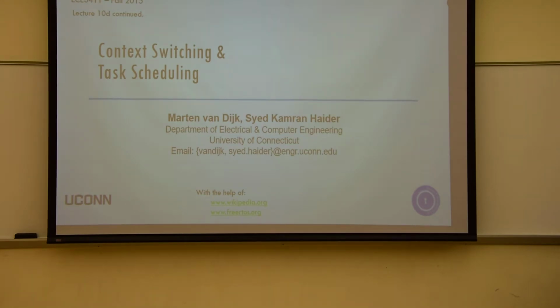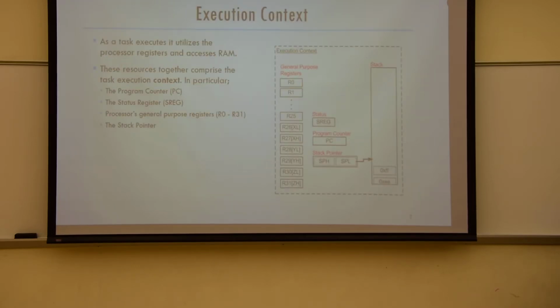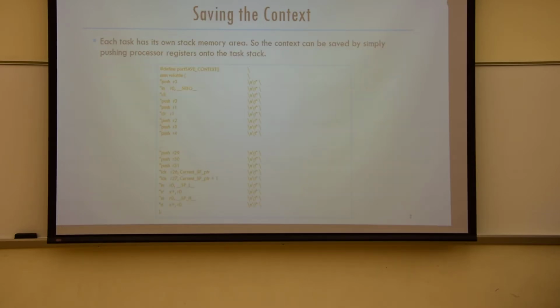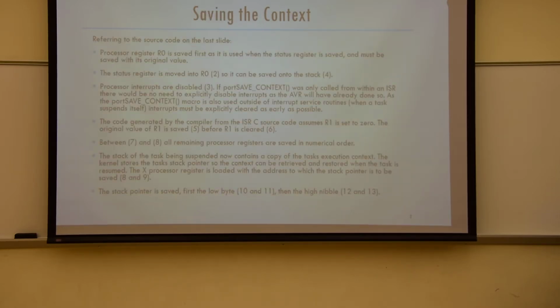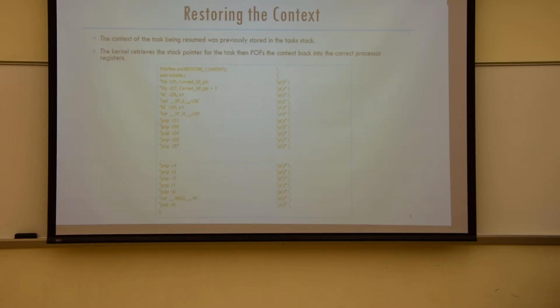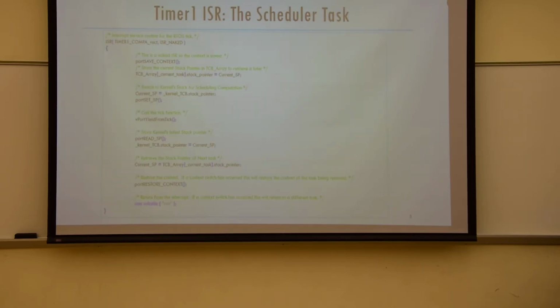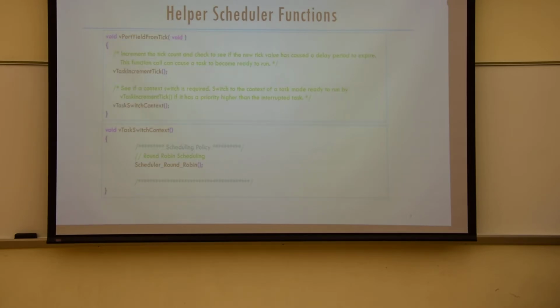So here we have effectively the first part of the assignment for the real-time operating system. This is just the slides for the assignment. So here we again talk about the execution context, saving the context and how that works and so on, which I detailed just now. Then we have the timer 1 ISR, the scheduler task. You have these helper functions. So there's a little bit more here.